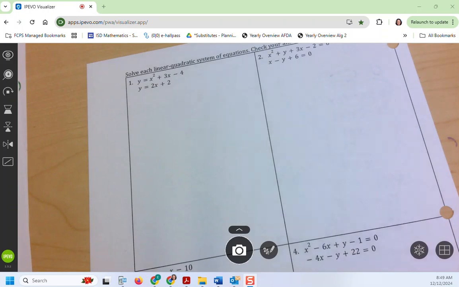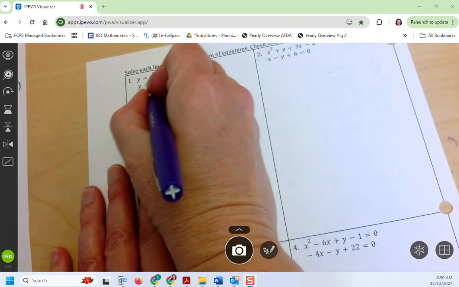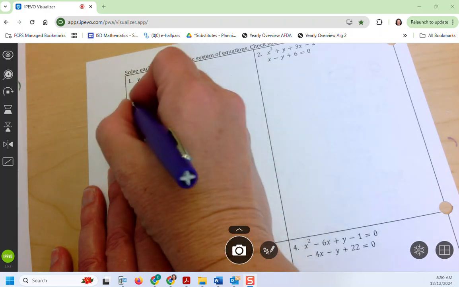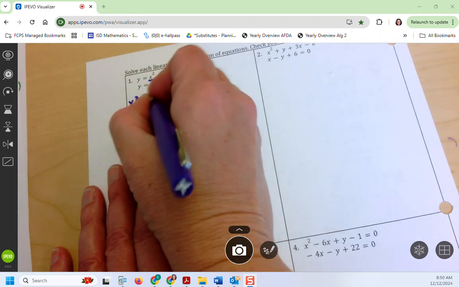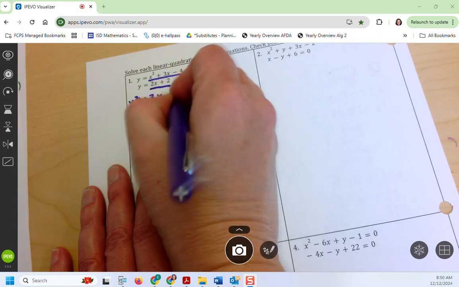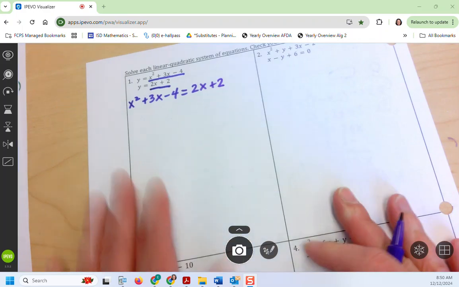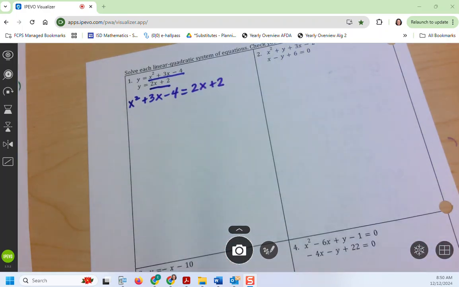All right. Step 1, get y by itself. What work do I have to do to get y by itself? No work, right? Because it's already by itself. So that means that if this equals y and this equals y, they equal each other. So I can write x squared plus 3x minus 4 equals 2x plus 2. Did you get that? Good.